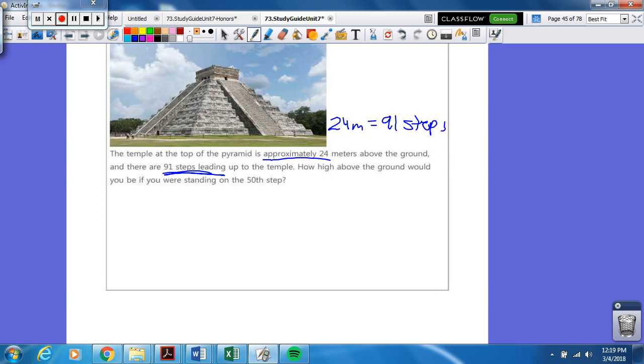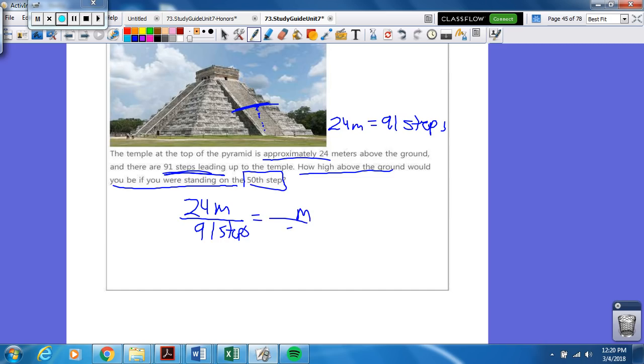Okay, write that off to the side. How high above the ground would you be if you were standing on the 50th step? 50th step. I don't know where that is. There's 91 steps. It's a little more than half. Okay, so 24 meters above the ground, you got to do 91 steps. Meters across from meters, steps across from steps. You are now on the 50th step, and you want to know how high above the ground, so that's x.